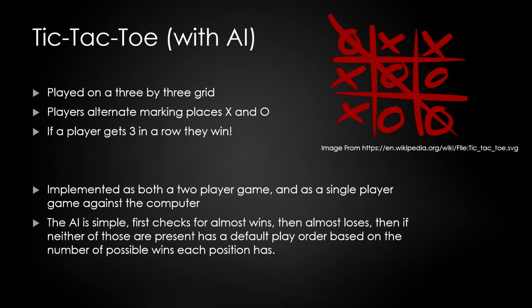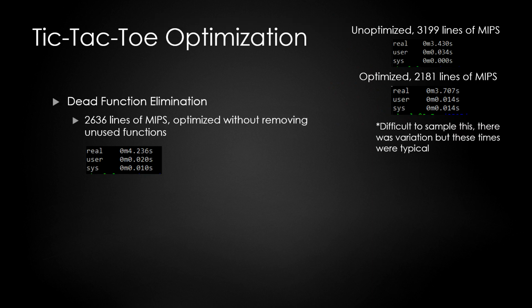So how well did tic-tac-toe actually optimize? Reasonably well. It's difficult to actually perform analysis on this because of the input. So I just ran a couple times and saw this was typical. This is about 34 milliseconds unoptimized. If I do optimization without dead function elimination, about 30 milliseconds, and then I get down to 28 if I remove all that dead code.